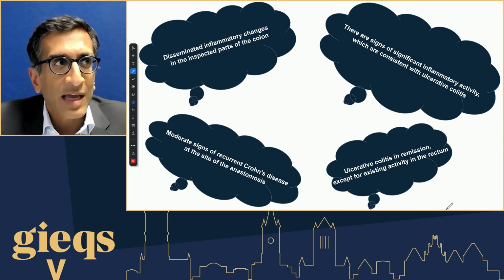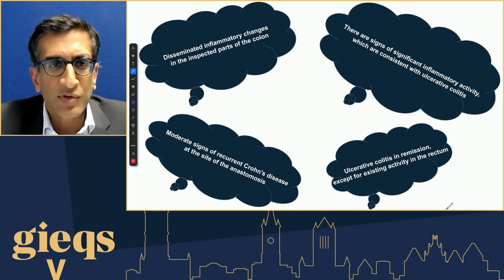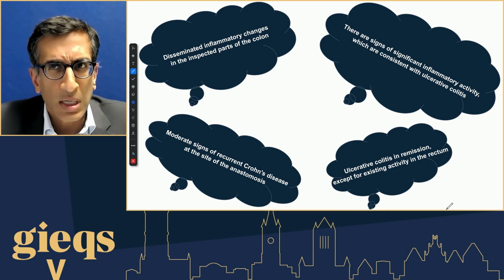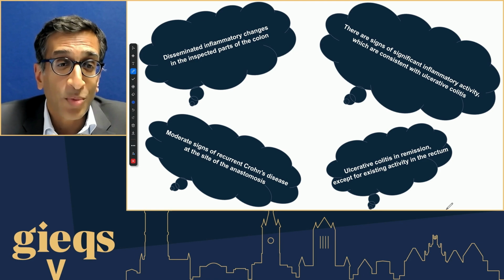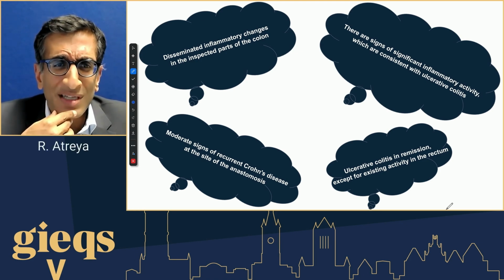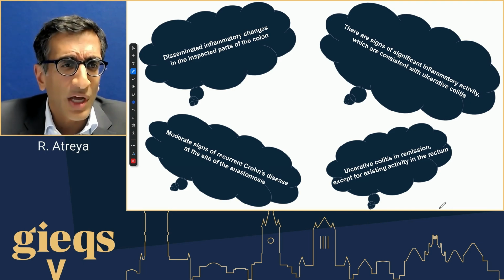These are some examples: disseminated inflammatory changes in the inspected parts of the colon. There are signs of significant inflammatory activity consistent with ulcerative colitis. Ulcerative colitis in remission, but also activity in the rectum, or moderate signs of recurrent Crohn's disease at the site of the anastomosis. I sometimes have a problem in clinical practice because I should base my therapeutic decision on this endoscopy. And sometimes I think, how severe is this inflammation? I'm not sure. So the question is, what should I do now?